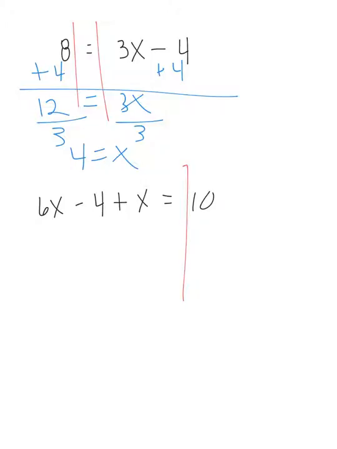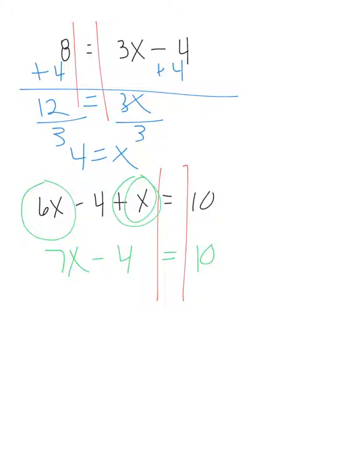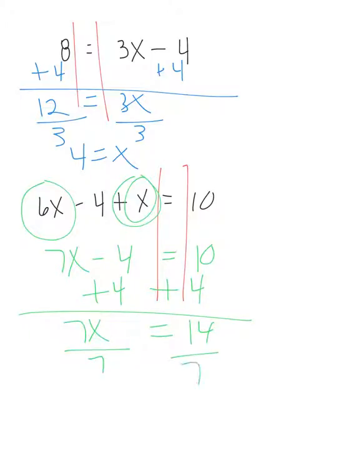This next one here, we have 6x minus 4 plus x. So I would suggest that you combine 6x plus x and get 7x minus 4 equals 10. Then you can go ahead and add 4 to both sides and get 7x equals 14. Divide by 7, x equals 2.